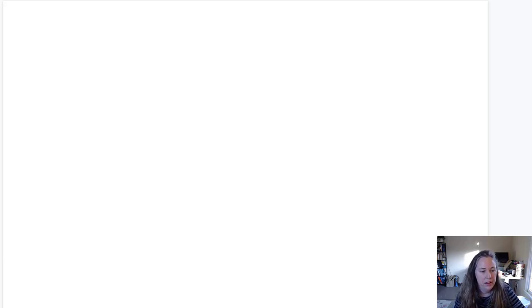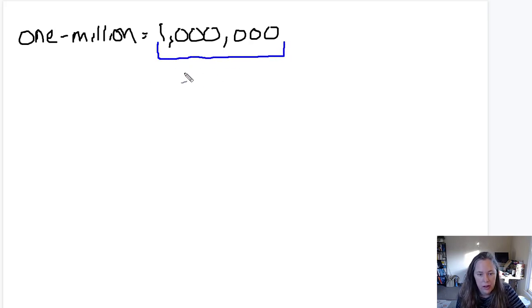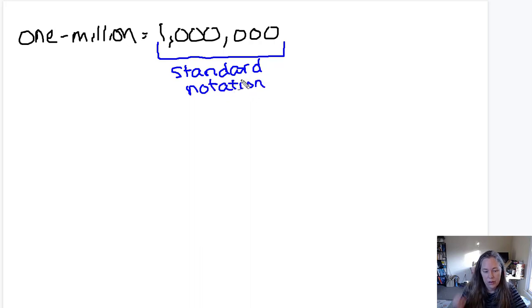So in our last video, we saw that 1 million can be written like this. And we're going to need to know later, you don't need to take notes on this right now, but I'm going to give you a little preview. This is called standard notation. It's the standard way of writing it.